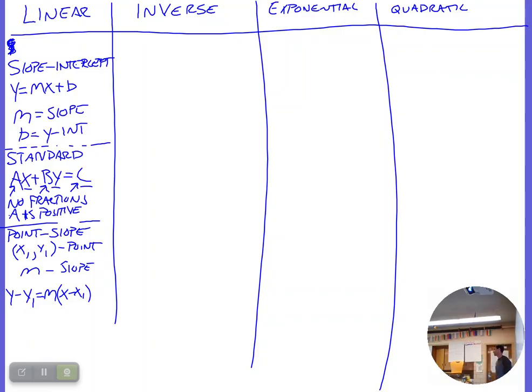Now there are some other forms like intercept form, which has both the x and y intercept, but we're not going to worry about that now. All right, Sabina, is there a question?